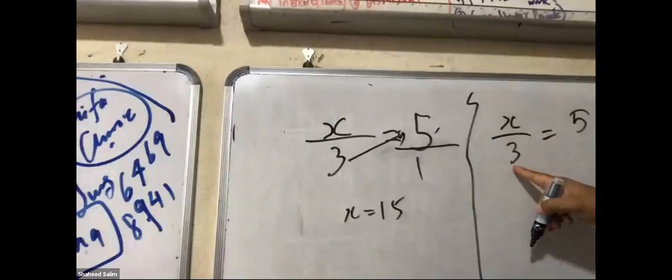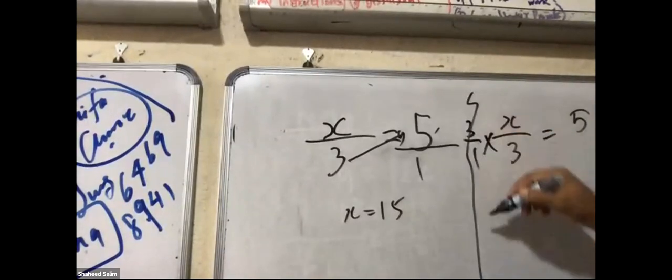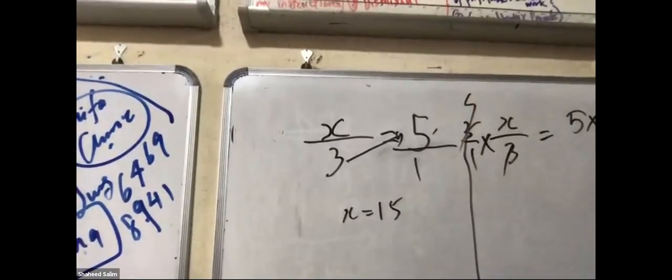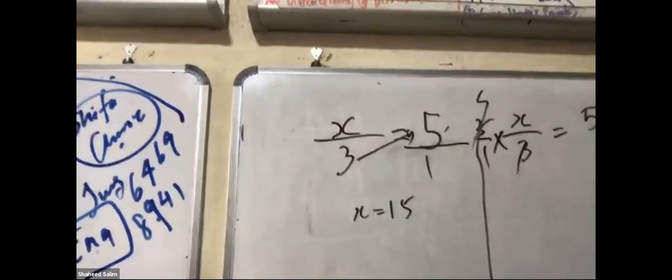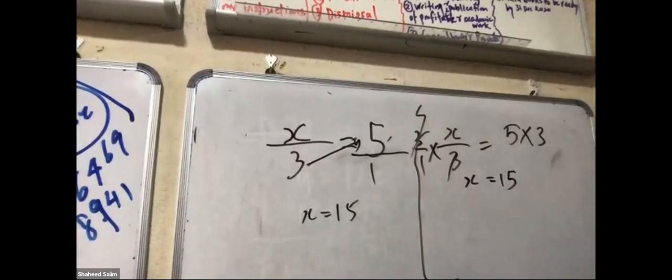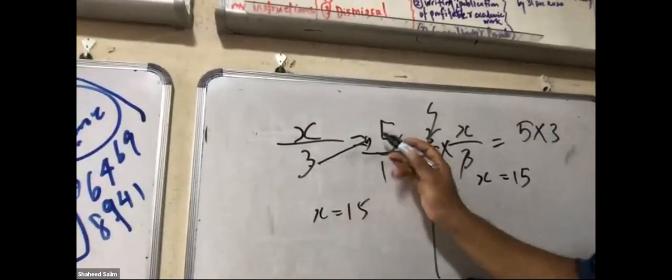You want to get rid of 3, you times by 3 on here. If you times by 3, no more 3, left x. If you times 3 by the left side, you must also times 3 by the right side. All right? By the right side, right? So down here it becomes 15. X equals to 15. So if you know this one, good.